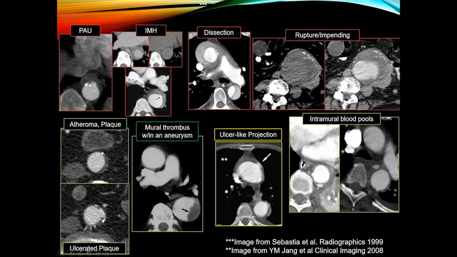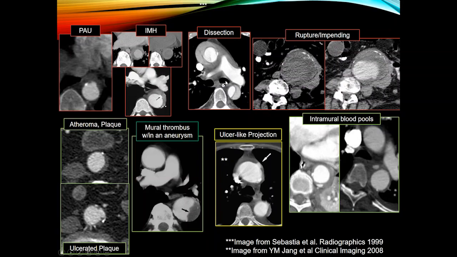So just to show examples of all the things we've talked about, this is an example of an older patient with atherosclerosis and a penetrating atherosclerotic ulcer. This is a patient with an intramural hematoma. This is best seen in the non-contrast images. You see the crescentic high density around the aorta. This particular patient had some atherosclerosis, but sometimes this can be seen even without atherosclerosis. You may or may not see underlying irregularity in the wall.